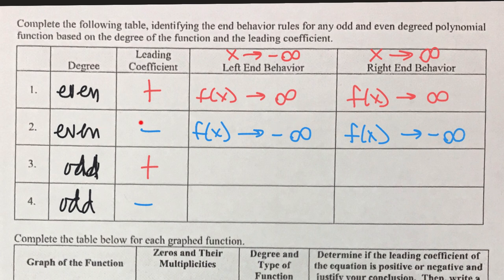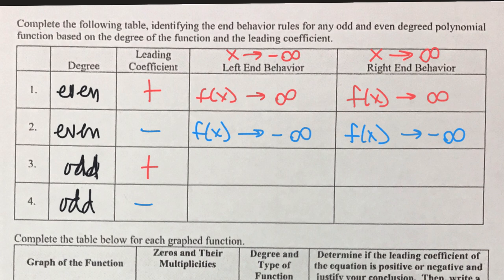So if it's even and negative, the graphs are opening down. Both ends go to the same place. With even functions, your left and right end behavior are always the same. They either both rise to infinity, or both fall to negative infinity if it's negative. Now, your odd functions always behave the same as the x value.